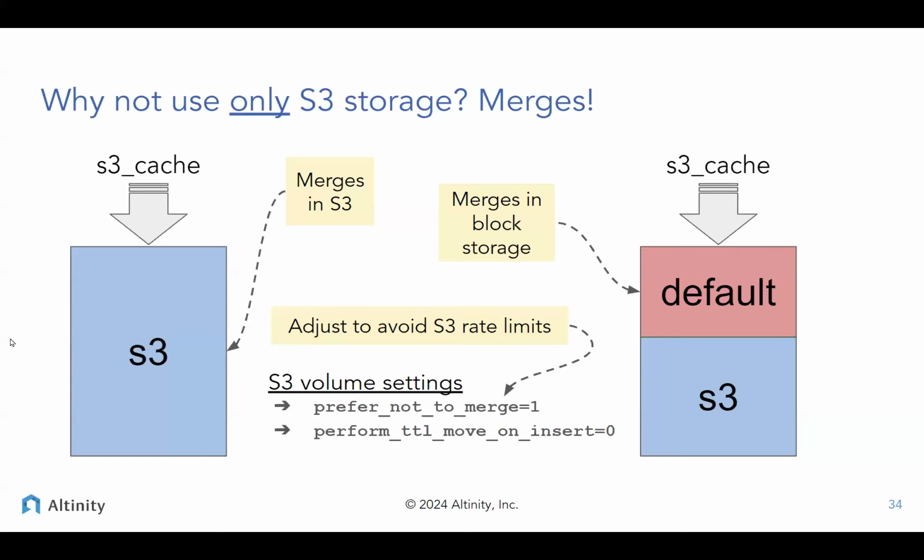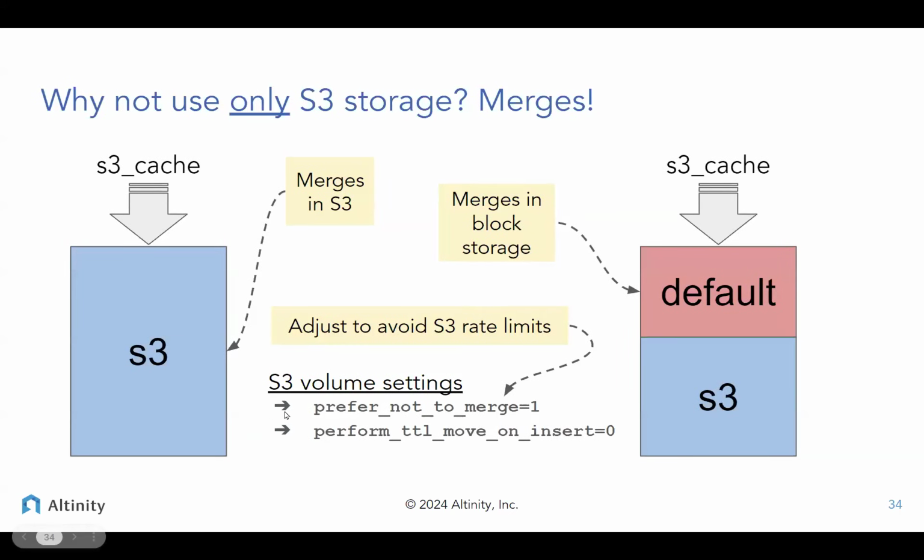So that one's somewhat controversial, but a very good one that you definitely want to use is perform TTL move on insert. It says that when fresh data arrives, even if its TTL is expired, don't move it to S3. This is important because it allows the data to sit there and merge a little bit before it moves to S3. So that will reduce your API calls.